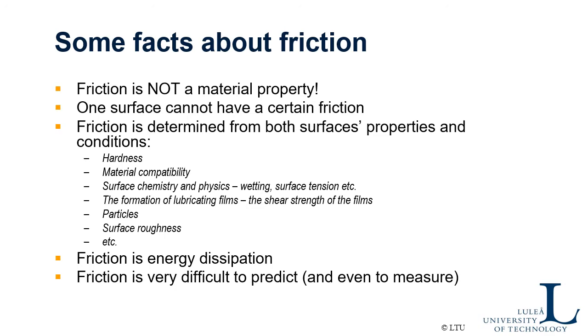Friction is very difficult to predict. There are no mathematical models or physics models that can be used to predict it accurately. And it's often even difficult to measure. I mean, it's difficult to measure when you walk on the ice, for example. It's very difficult to measure what the friction force is there.